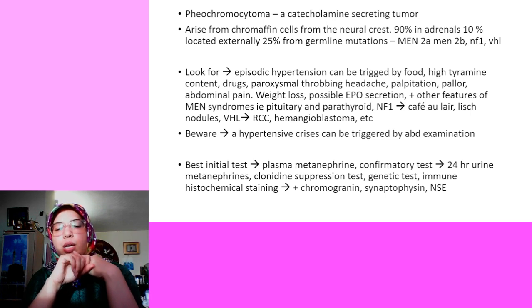Best initial test is plasma metanephrine. The confirmatory test is 24-hour urine. Clonidine suppression test is another test that you can do. Genetic tests to look for all the mutations that could be involved. Immunohistochemical staining will find chromogranin, synaptophysin, and NSE.